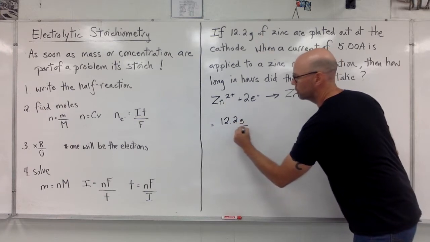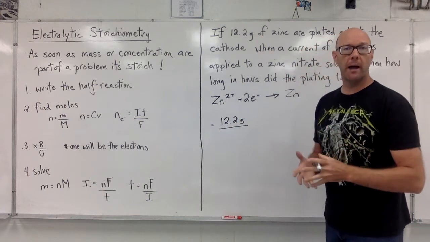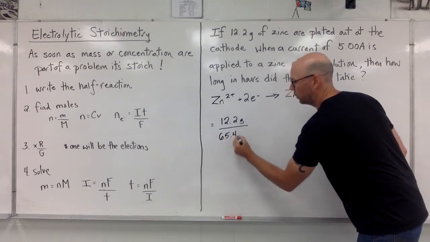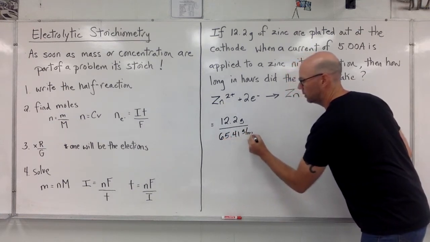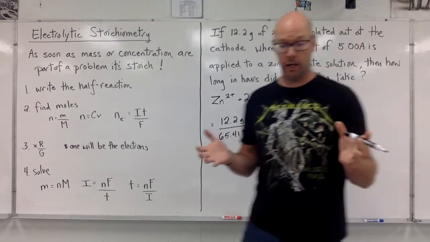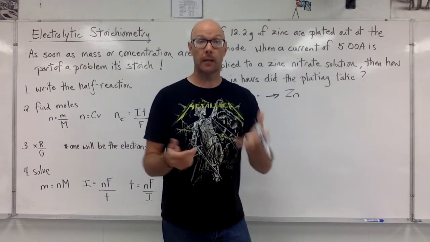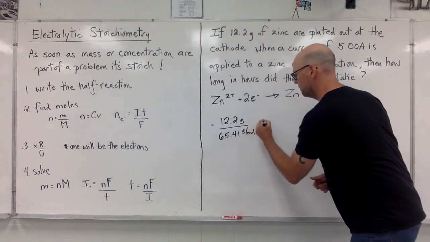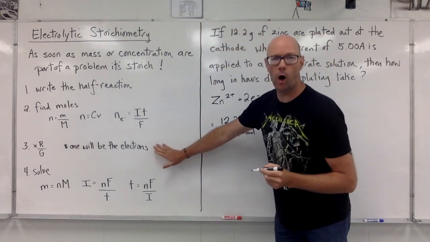12.2 grams over the molar mass of zinc, which is 65.41 grams per mole. We can find that on the data booklet if we need to. Okay, look on the periodic table. Next step, multiply by R over G.